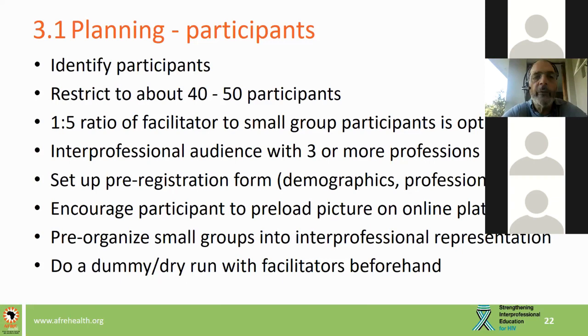In the small group, we would like to have a ratio of 5 participants to 1 facilitator for optimum small groups, where each small group member participant can have a chance to speak. Ideally, we would at least have 3 or more professions in such a breakout small room, or for the whole workshop then, at least 3 different professions.